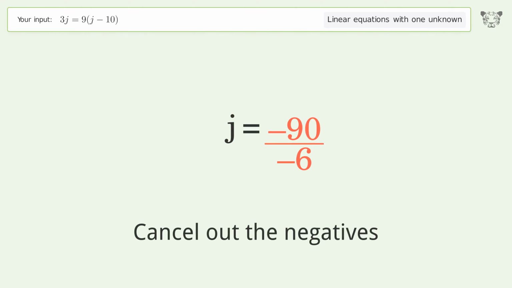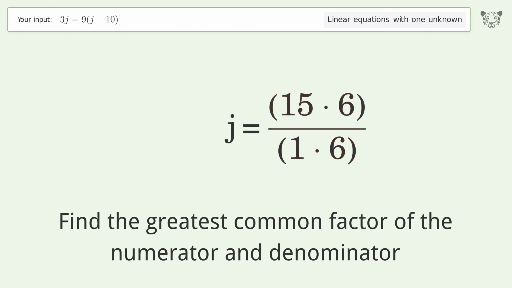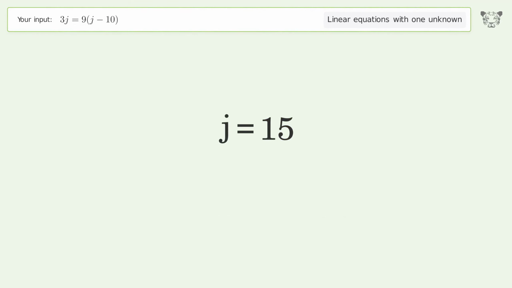Cancel out the negatives. Find the greatest common factor of the numerator and denominator. Factor out and cancel the greatest common factor. And so the final result is j equals 15.